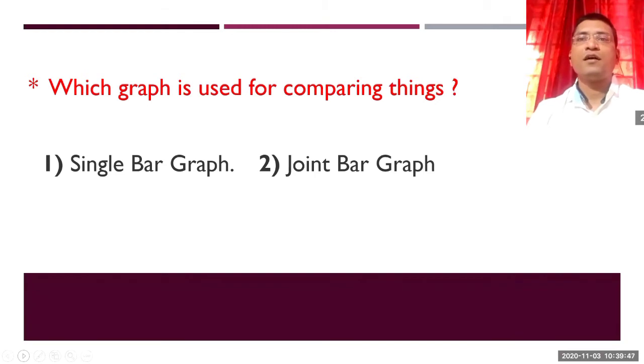So this is the interesting question, dear students. Now you have to answer this question. Which graph is used for comparing things? Single bar graph or joint bar graph? Joint bar graph. Yes, of course. The answer is correct. Very good. Yes, joint bar graph. Option number 2 is the answer. Look at the next slide.